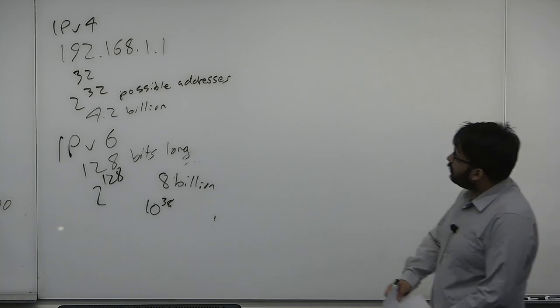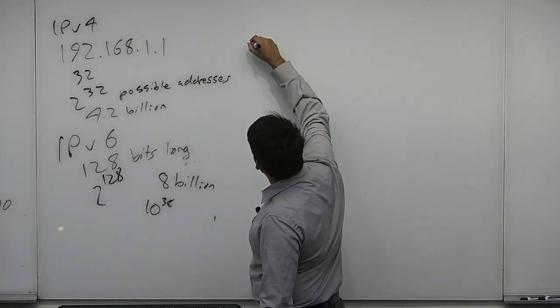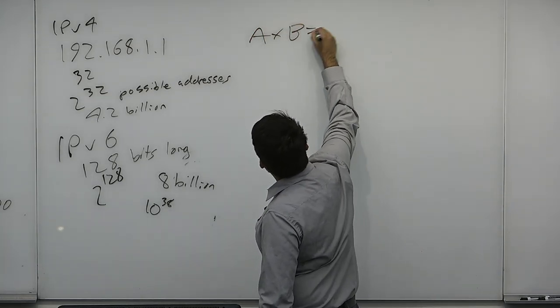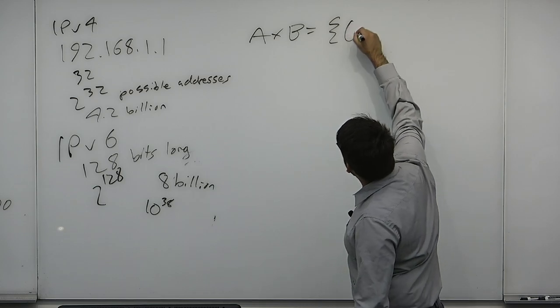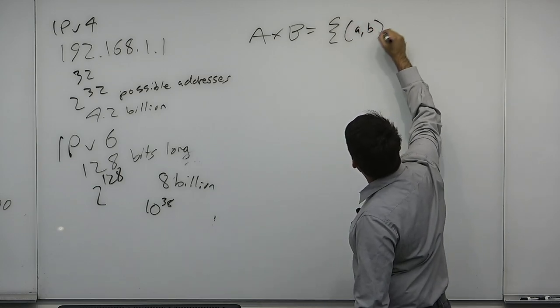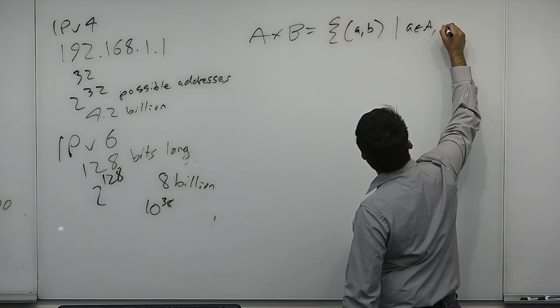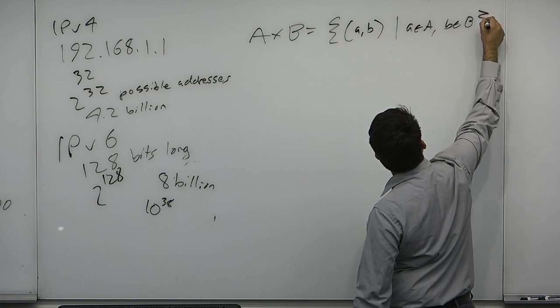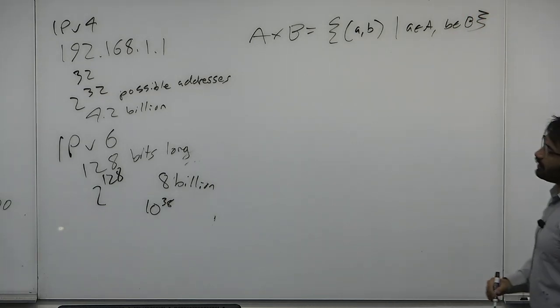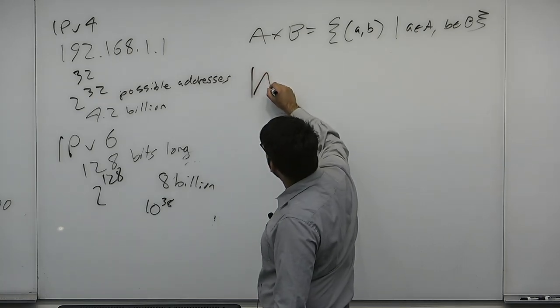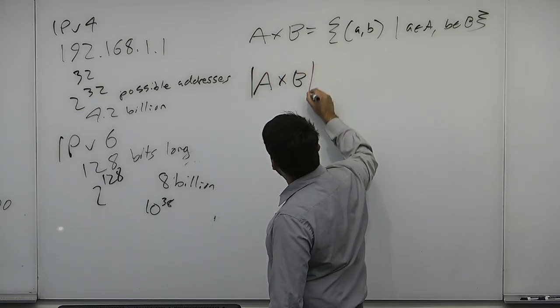Right. Let's suppose we have, recall the Cartesian product of sets. We define A times B to be the set of pairs (a, b) such that a is in A and b is in B, right? And let A, B be finite sets. What is the cardinality of the Cartesian product A times B?